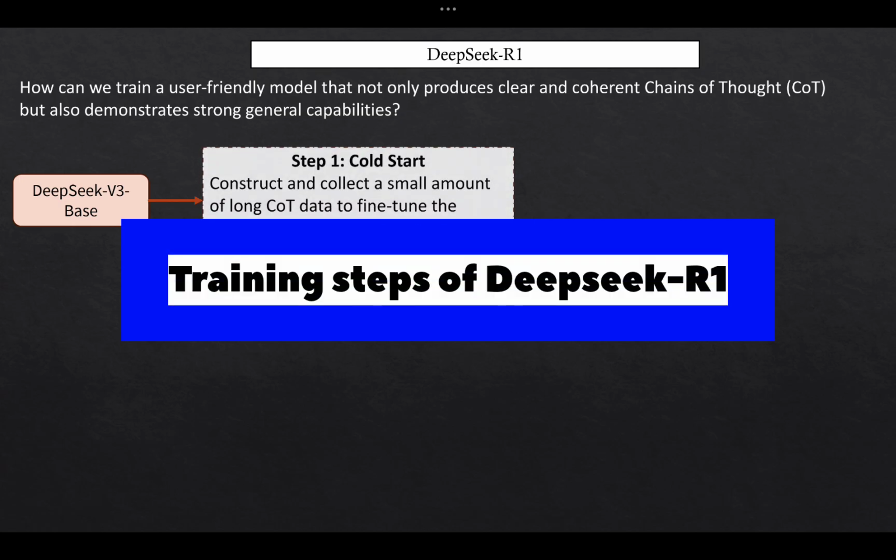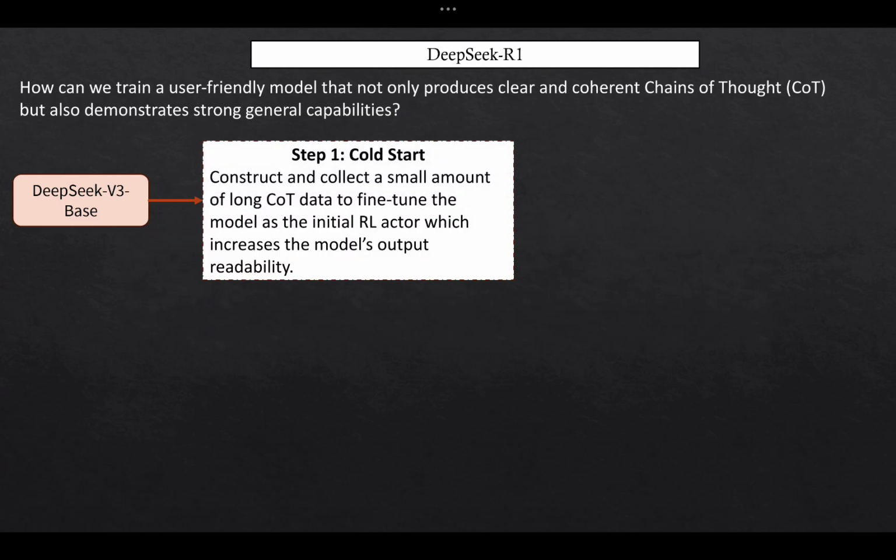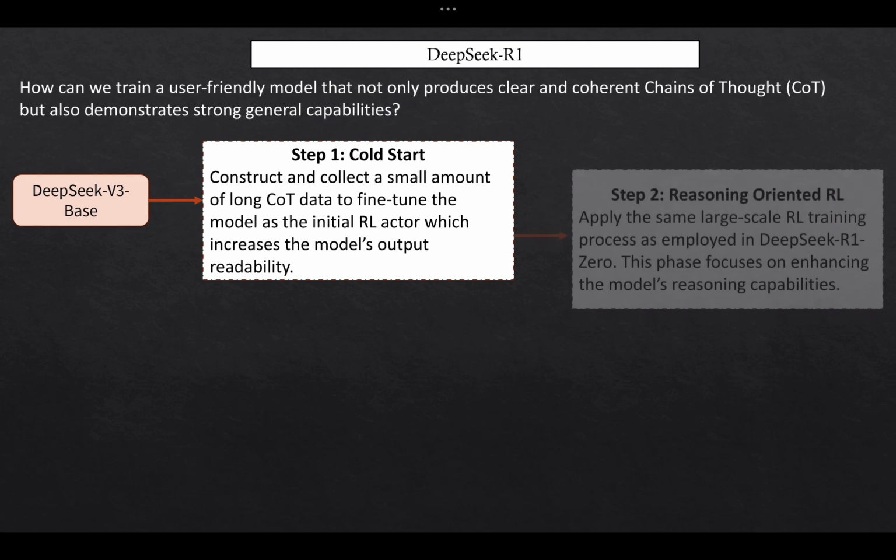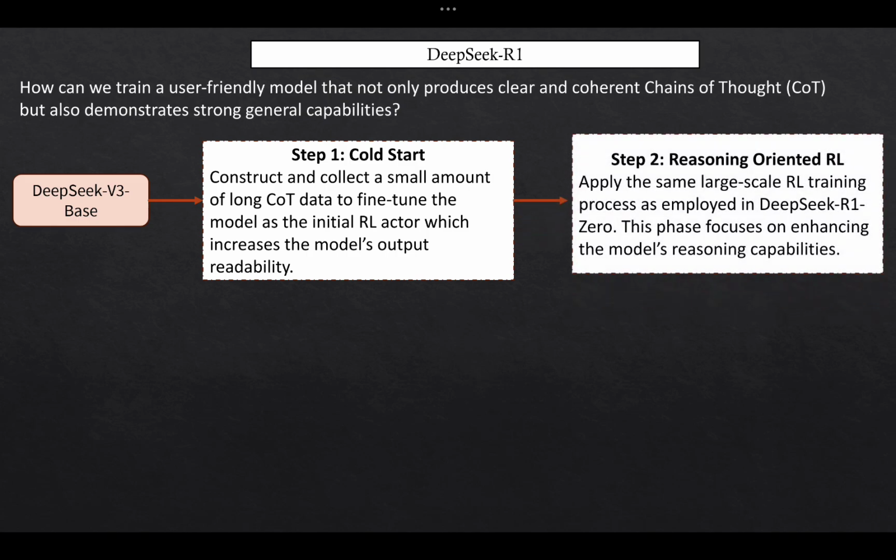So what they do is at first they start with this cold start, where they construct and collect a small amount of long COT data, and then they fine tune this DeepSeek V3 base model, and they get a checkpoint which will act as an initial RL actor, and the output of this checkpoint will increase the model output readability, right? And in step 2, what they do is apply the same reasoning oriented RL process which was also employed in case of DeepSeek R10 model, and this phase is focused on enhancing the model's reasoning capabilities, right?